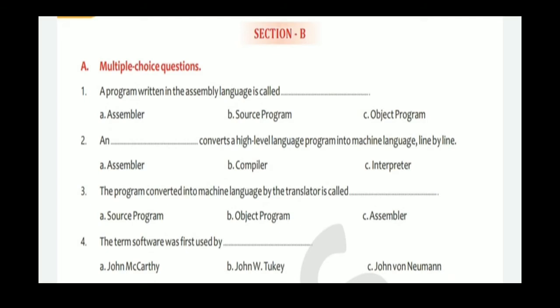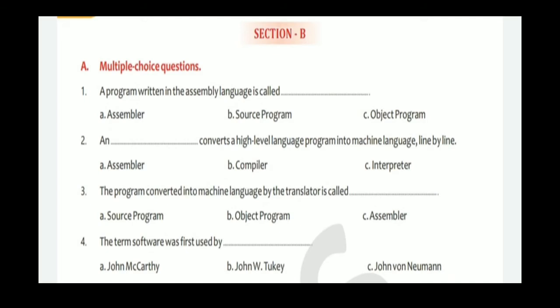The program converted into machine language by the translator is called assembler. The last one is, the term software was first used by John McAtee? No. John W. Tukey? Yes. So answer is B.